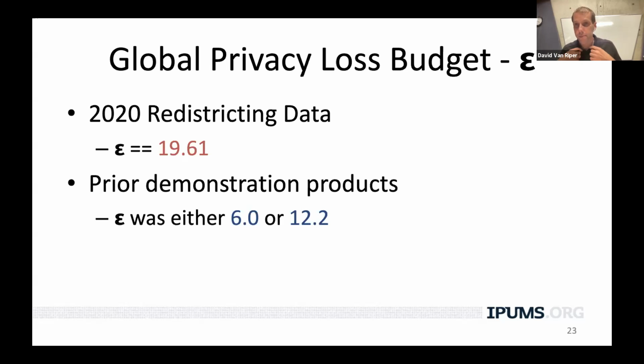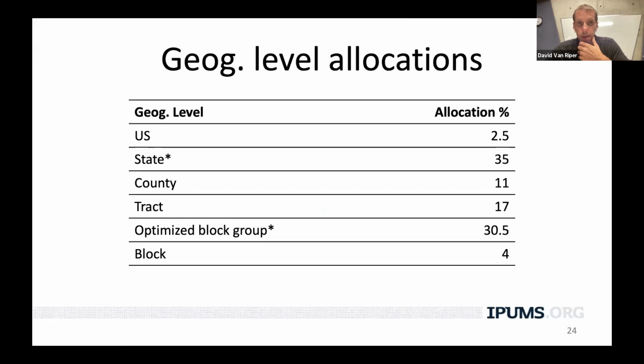And this comes out of analysis that lots of users like our group and others have done. The Bureau has kept moving that epsilon up in order to hit the accuracy targets that users need for various applications such as political redistricting, which is what the redistricting data are for. In prior demonstration products from the Bureau, epsilon was set to 6 or 12.2. So the 19.61 was good in my opinion. If they're going to adopt differential privacy, the higher that epsilon is, the more accurate the data are going to be and you're going to get a better representation of who's actually living in your community.